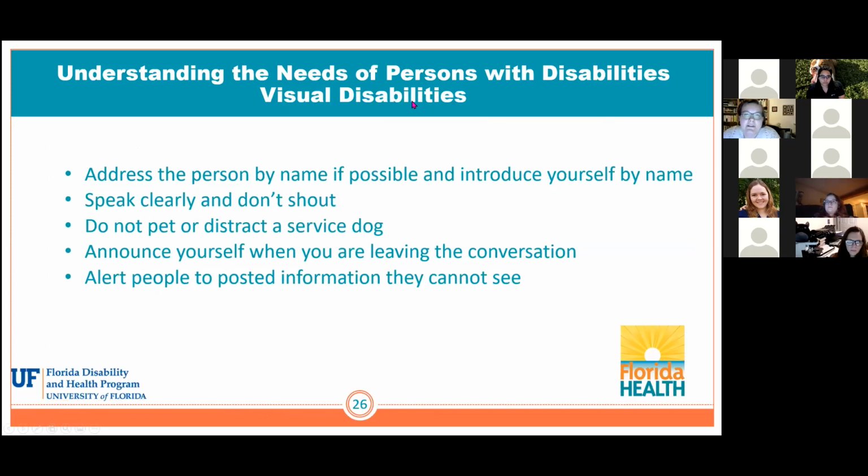When you're talking about some tips for people with visual disabilities, I would recommend addressing the person by name if possible, and then introducing yourself by name. Visual cues obviously are really important in identifying people, and sometimes even people you've known for years and talk to a lot, if you just hear their voice, you might not recognize them immediately. You also want to speak clearly and not shout. Again, this is an issue of treating them like everybody else. They don't have a hearing disability, so don't act like they do, I guess.